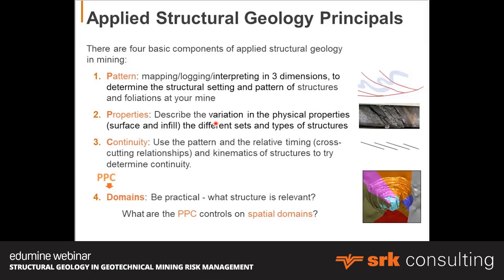So this is what I call the PPC, and we're referring to this brief acronym throughout. The PPC, pattern, properties, and continuity, gets summarized then into a final product that needs to be provided to the engineers, which is the domains. Those domains need to be practical. So which structures are relevant to the engineer? There's an objective, there's a reason why you're collecting this information and trying to understand it, and that is to provide it to the engineer in some way that he or she can use it. So what are the PPC controls on the spatial domains? That's what needs to be understood.